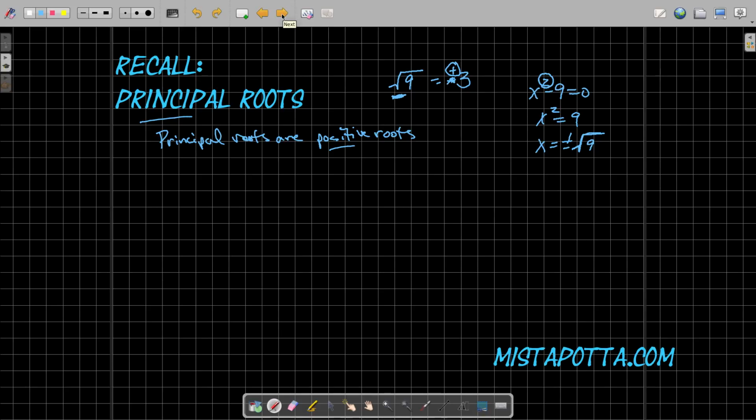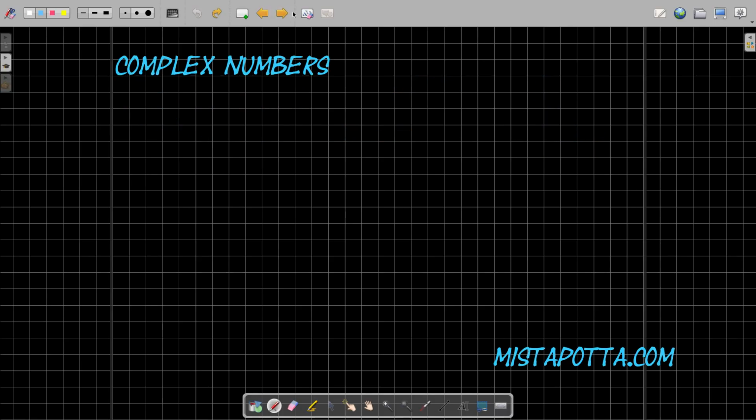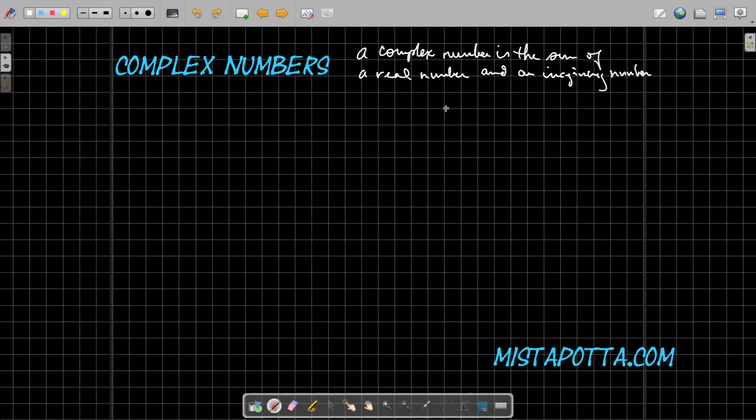So once I have this concept of imaginary numbers, we also have the concept of complex numbers. And of course, complex numbers are more complex than just being a real number or just being an imaginary number. So a complex number is the sum of a real number and an imaginary number. In other words, it's always going to be of the form a plus b times i. And this is really as close as we can get. We can't really combine like terms because they're not like terms.